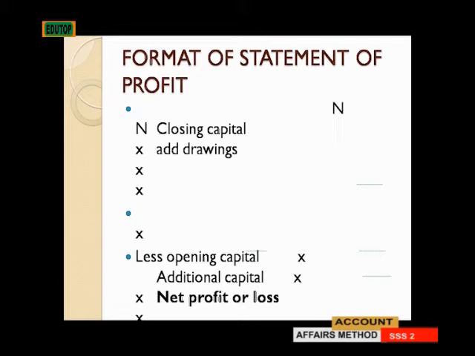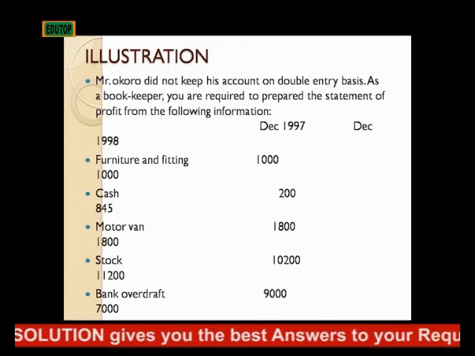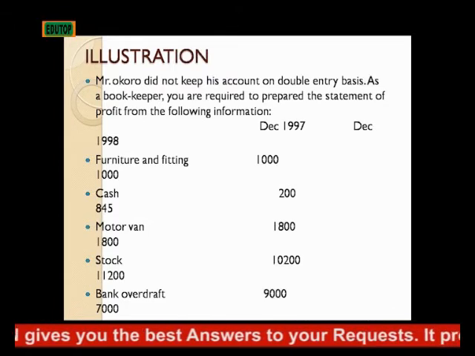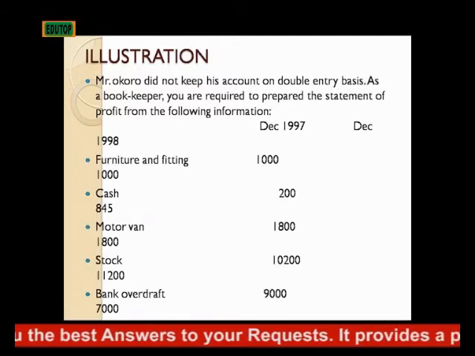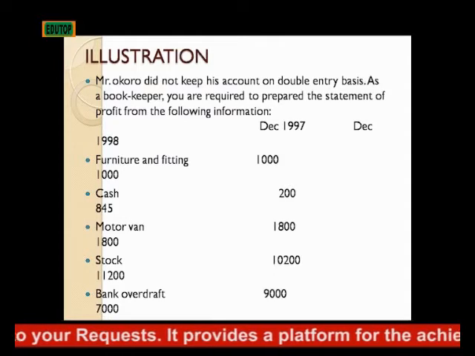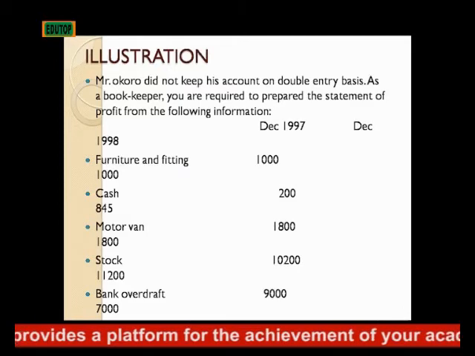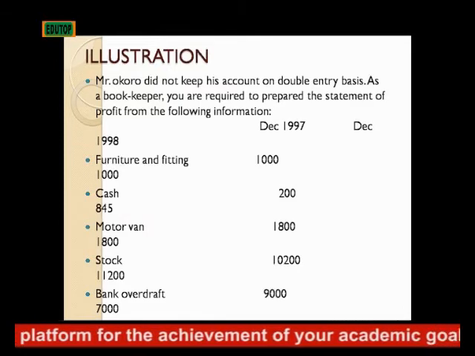When we get to the question, we will do an illustration that relates to the format of a statement of profit. Now let's go to the illustration. Illustration 1. Mr. Okoro did not keep his account on double entry basis. That means his account is incomplete. Now, as a bookkeeper, as an accountant, you are required to prepare the statement of profit from the following information.